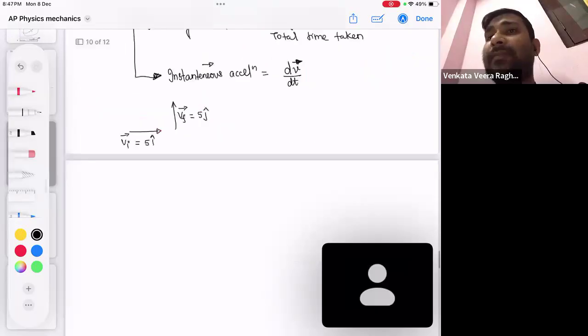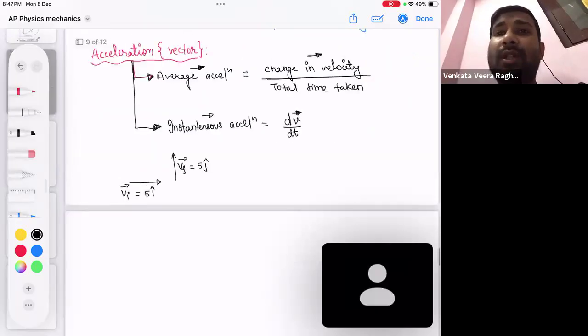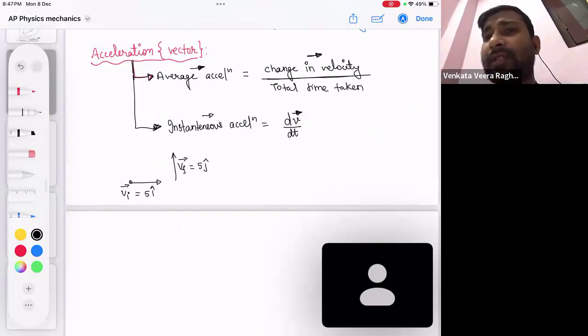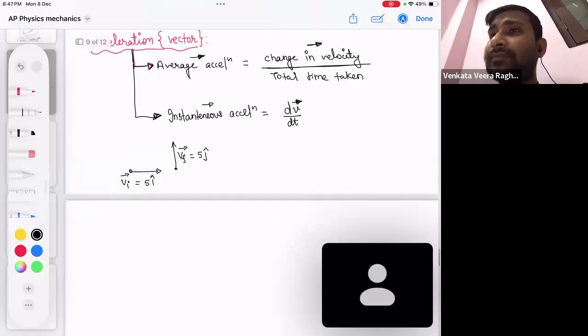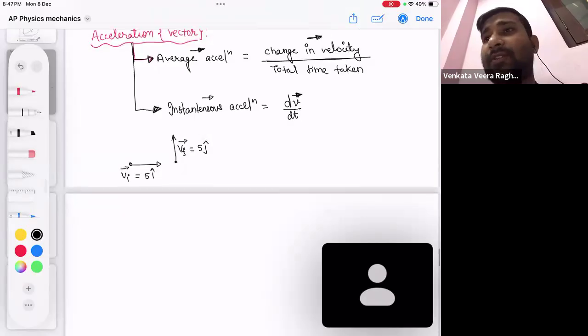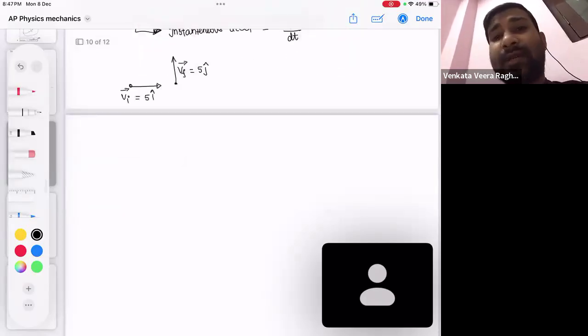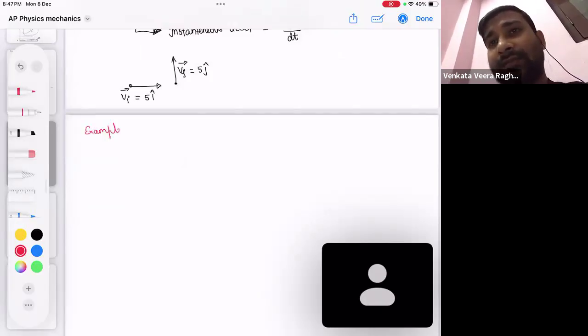Now, let me take an example where I'm going to give you the idea. In the question they will give you the time taken for the change to happen, then you can calculate the change in velocity. And if you divide by the time taken, it becomes the acceleration. Let me take an example and try to understand what I just discussed with you.